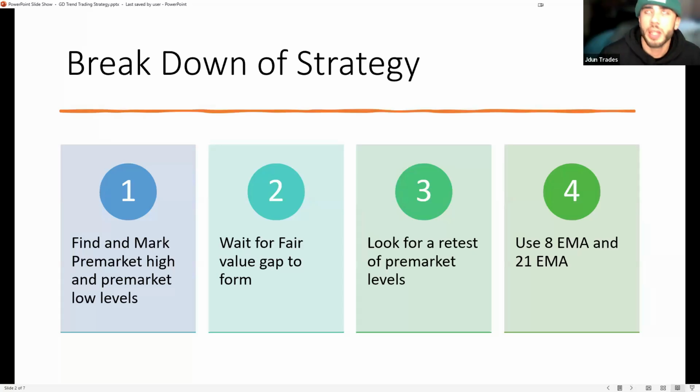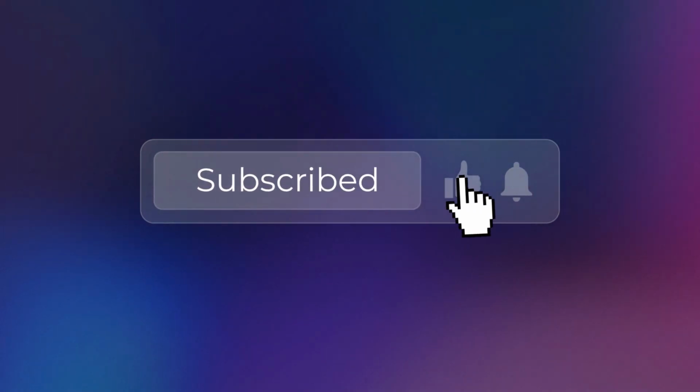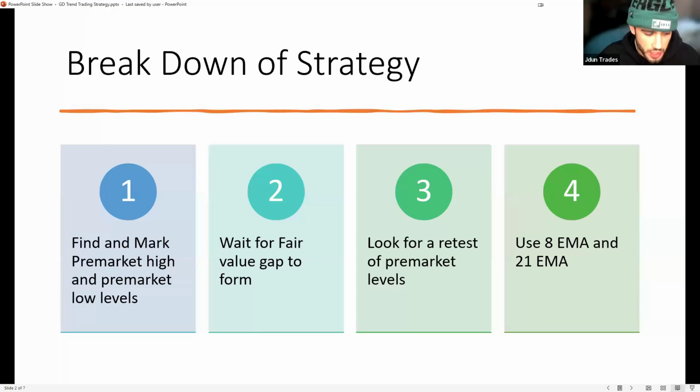So, yeah, break down the strategy. It's really, really simple, guys. The reason why I love it is because you can't miss it, right? You can't confuse it with other strategies. It's just there in front of your face. If it forms out, you have no guesswork there. You feel confident and you have good risk to reward, right?